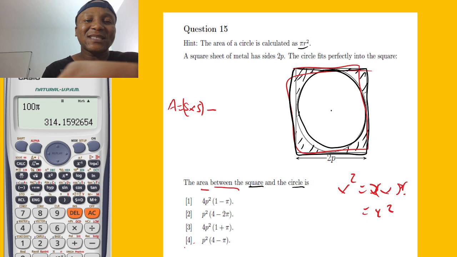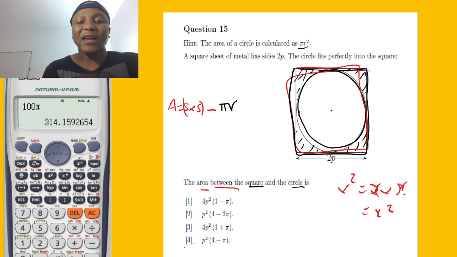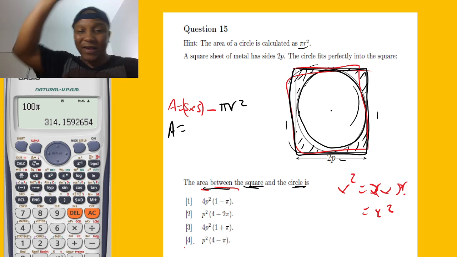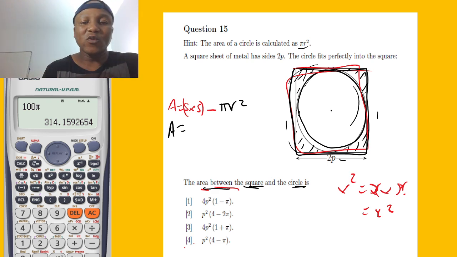Inside is the area of a circle, which is pi r square. Means we find everything, then minus the circle. Okay, area required in between equal to, what is the side? 2 pi, because they say here the area between the square and the circle. So the square is everything. What is the square? The length is 2 pi. 2 pi times 2 pi, because side times side.